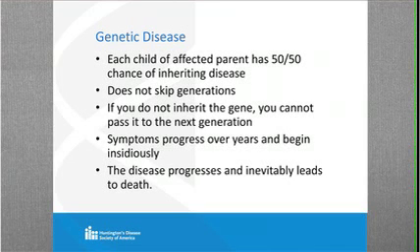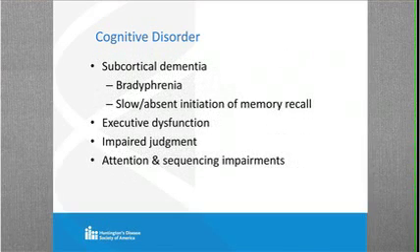And it unfortunately inevitably leads to death. In terms of the cognitive disorder, it's a little different than a cortical dementia that you might see with Alzheimer's disease, for example. Typically, it starts off as a subcortical dementia. So this is bradyphrenia, or slowness of thinking. And the memories may get in and may get out, but they're just a little bit slower. So that initiation of memory recall is a little slower.